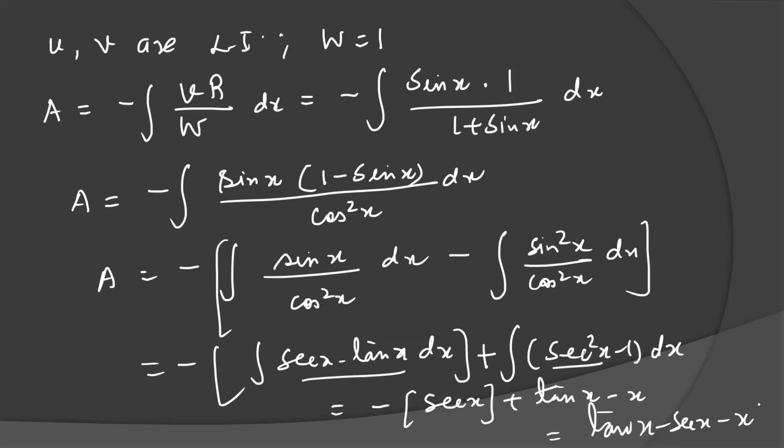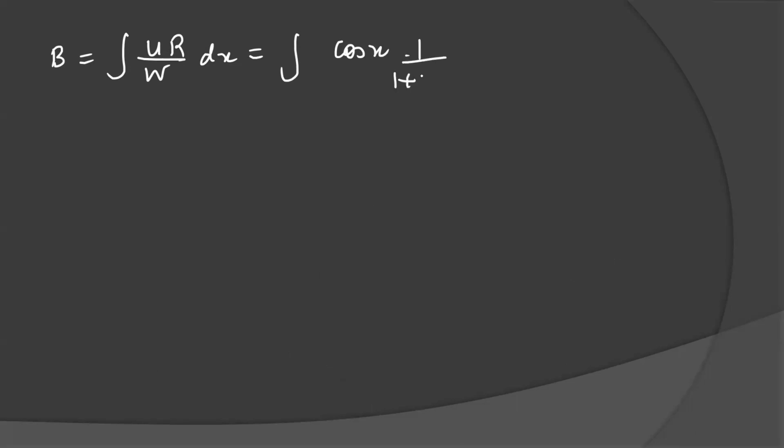So if I check the calculation carefully, I think this calculation is correct now. So this is your a. Now we will find b. B is actually the integral of u r over w dx. So u is cos x, r is 1 over 1 plus sin x, w is 1, no problem.